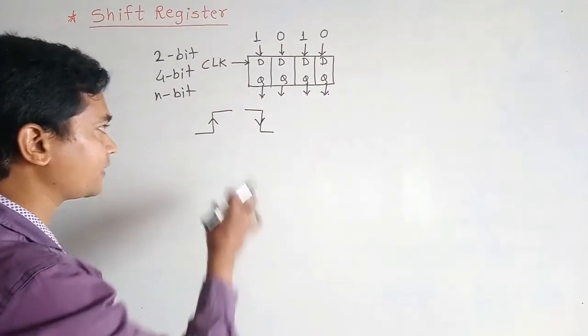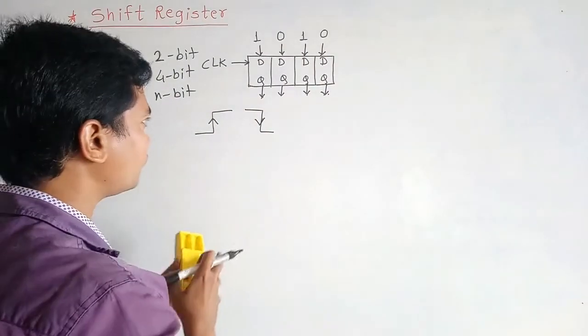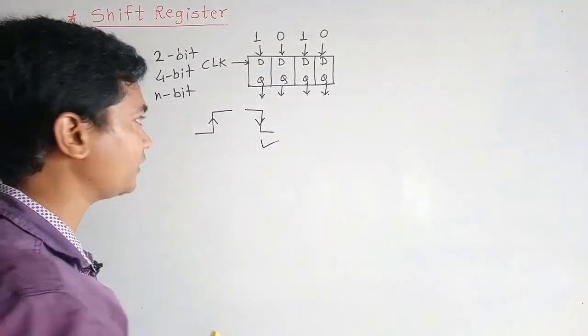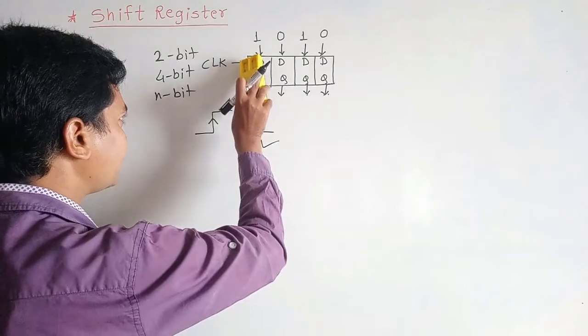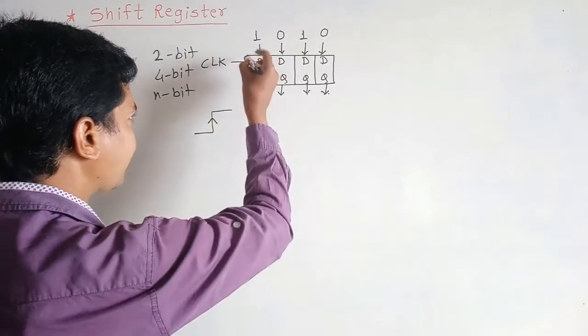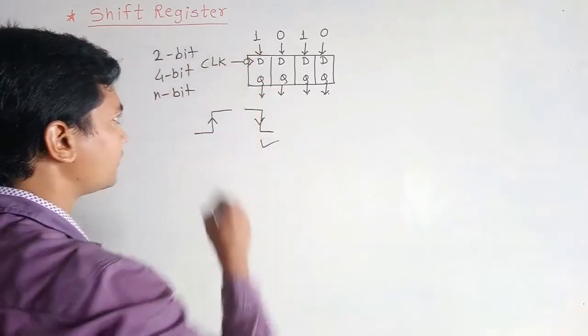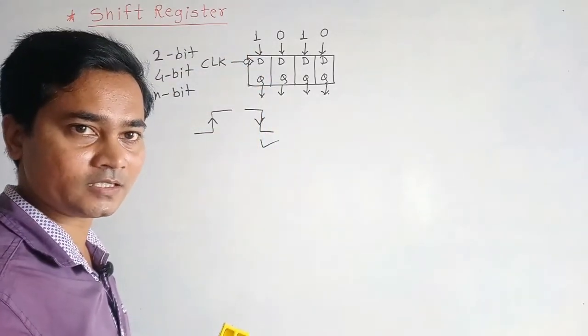Here you can consider either of these clocks. Normally the negative edge triggered clock is used, and it is shown by the bubble symbol, like this. So this is the symbol of negative clock edge triggered.